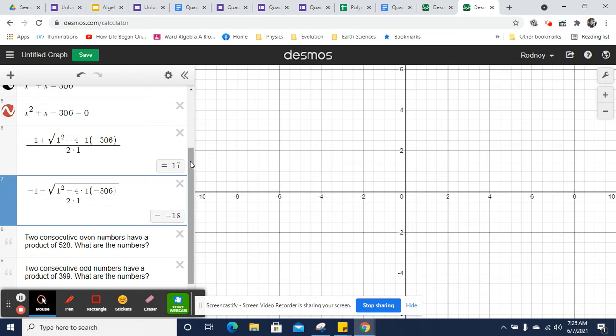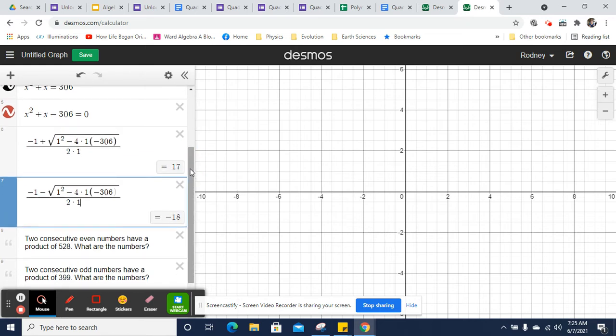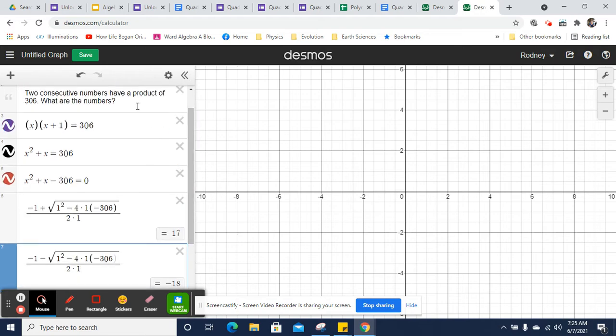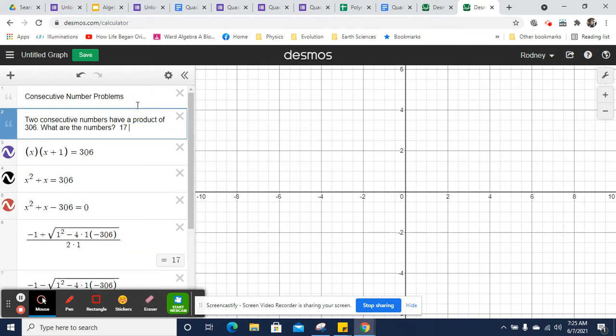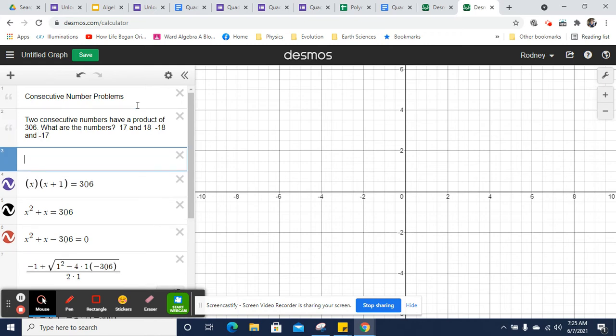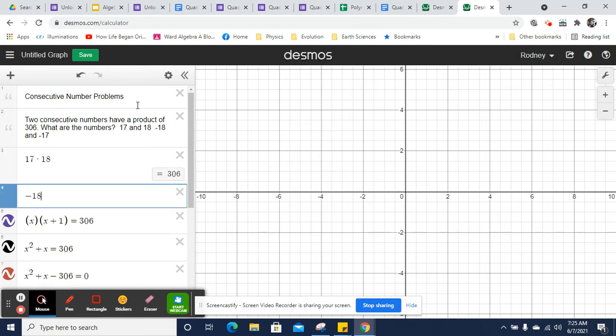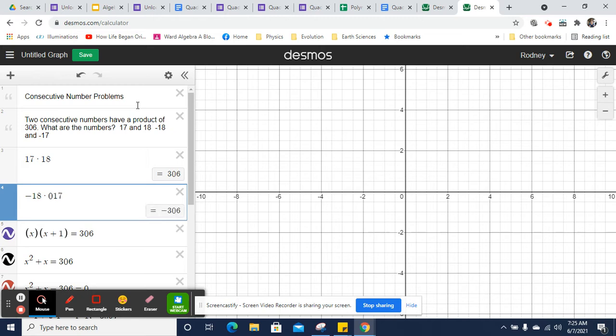Now, remember that our 2 numbers are x and x plus 1. So my answer is going to be, I've got 2 possibilities. I can have 17 and 18, or I could have negative 18 and negative 17. And both of those are going to multiply to 306. 17 times 18 and negative 18 times negative 17 will both multiply to 306.